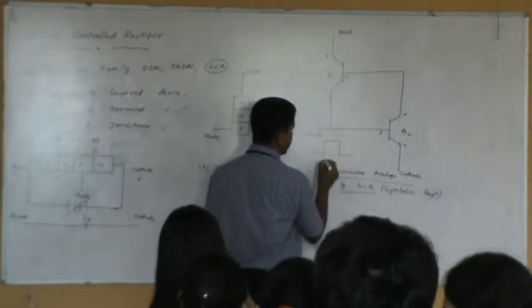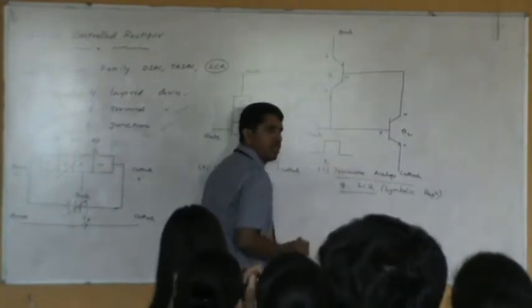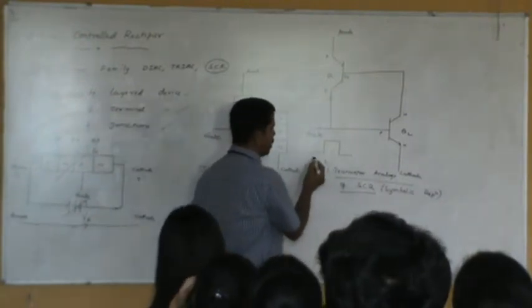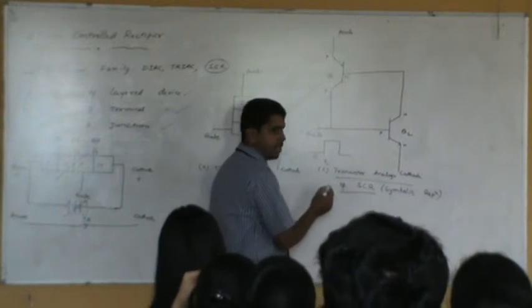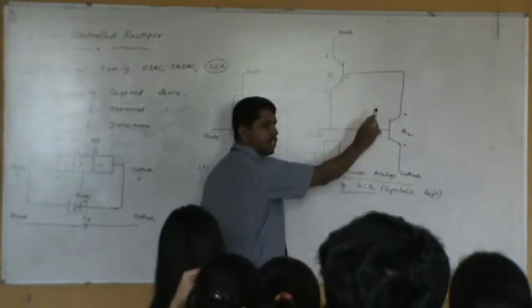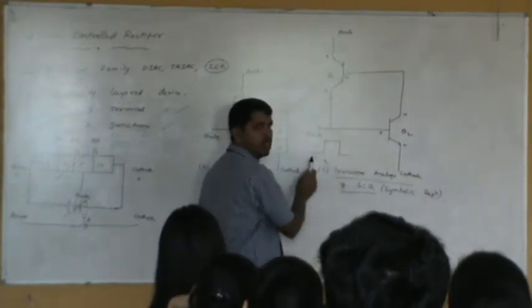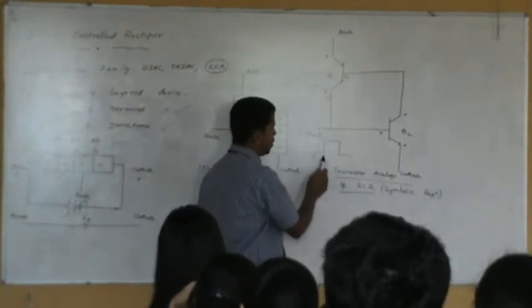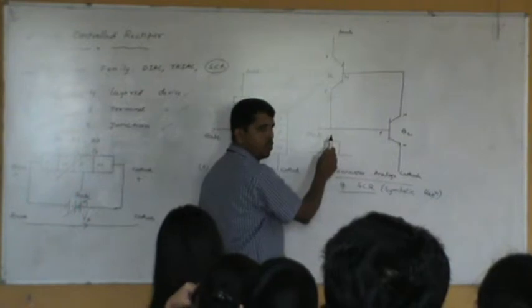Let me assume this timing instant as T1. Let's analyze that before T1, the gate signal is 0. Now let's analyze what the circuit condition inside will be when the gate signal is 0. But at exactly timing T1, my signal changes from 0 level to some positive voltage.